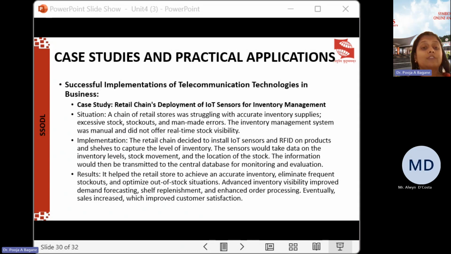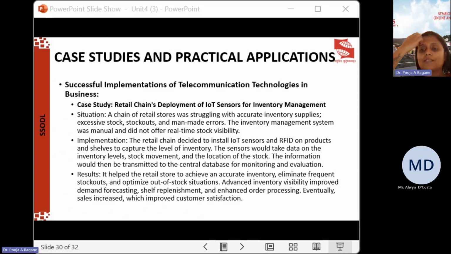So what do we need to implement? We will implement, in the retail chain, IoT sensors and RFID on the products and on the shelves also, to capture the levels of inventory. The sensors would take data on inventory levels, stock movements, and the location of the stock. The information would then be transmitted to the central database for monitoring and evaluation.